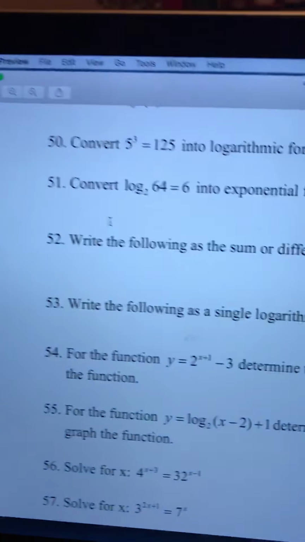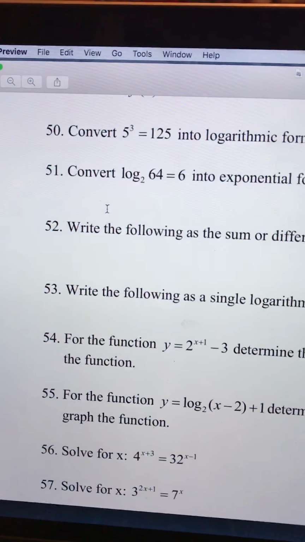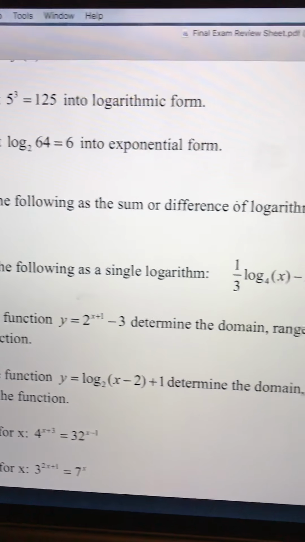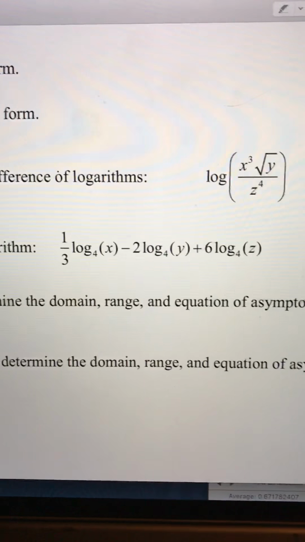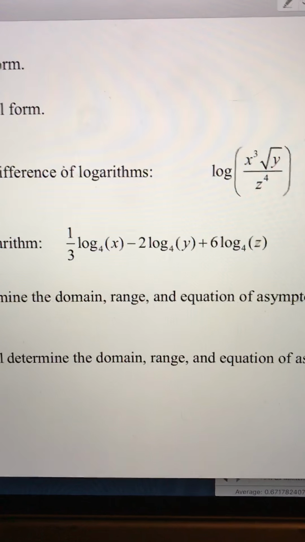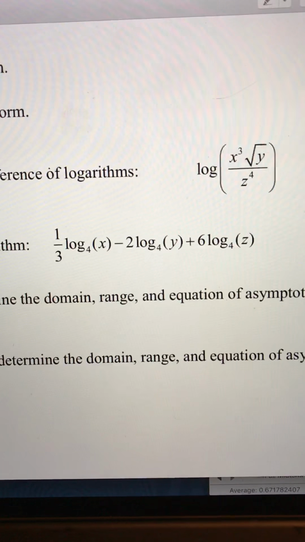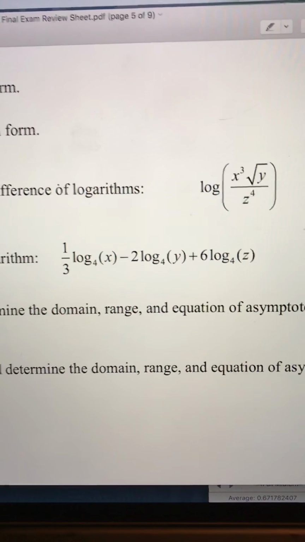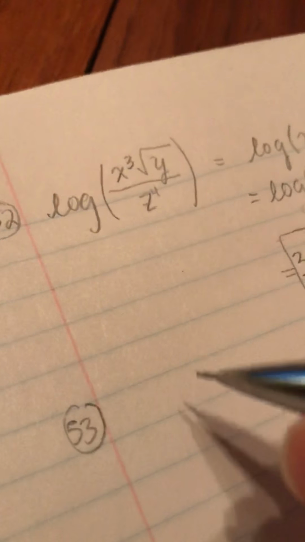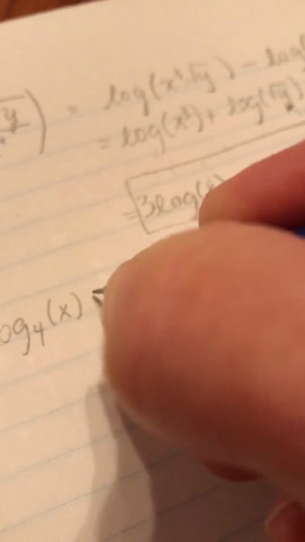Number 53 is going the other way around. It says write the following as a single logarithm. So notice here we have a string, a linear combination of logarithms, and we want to go back to writing it as log of a single expression. So let me write that down. Number 53, 1/3 log base 4 of x. So now we have a base of 4.